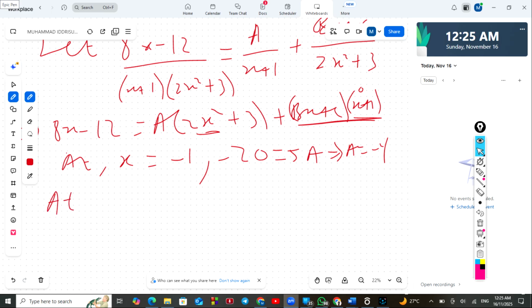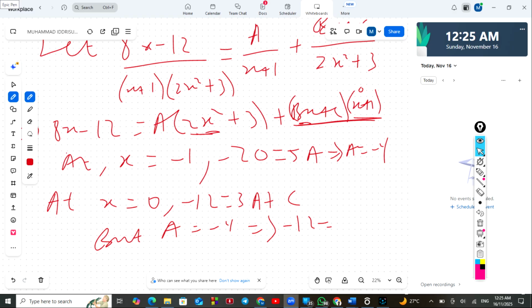So also at x is equal to 0, we have -12 equal to, so here we just have 3A, so our b will become 0 plus c. So we know A is equal to -4, so this means that -12 is equal to -12 plus c, which means that our c is equal to 0.